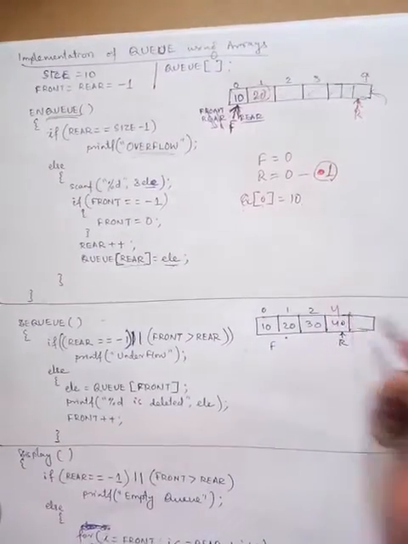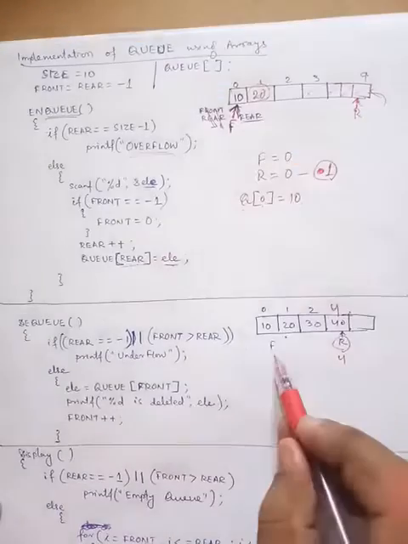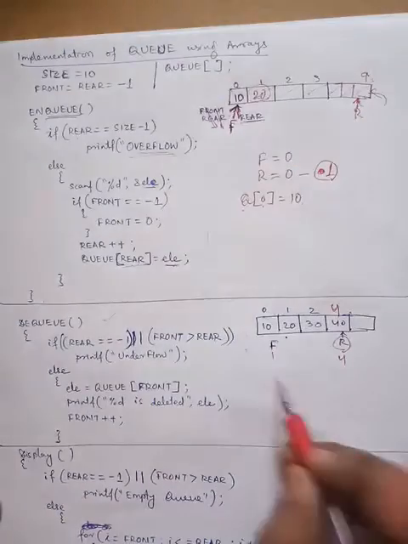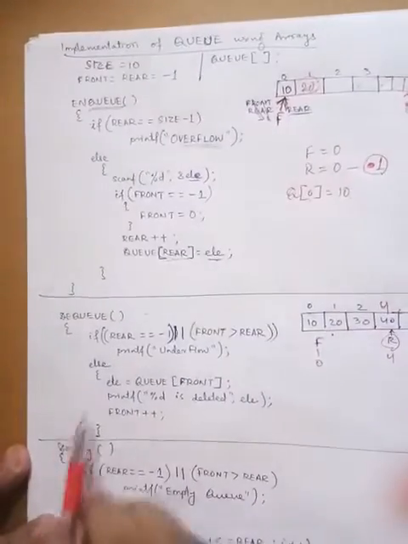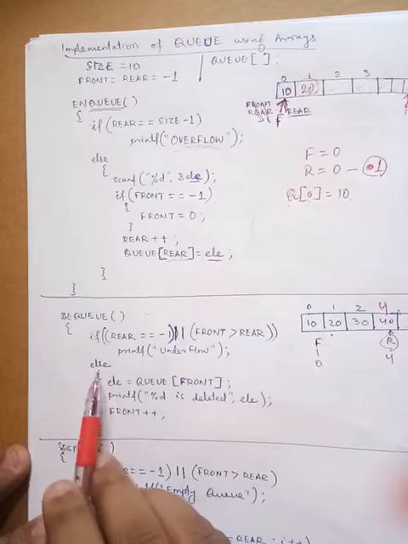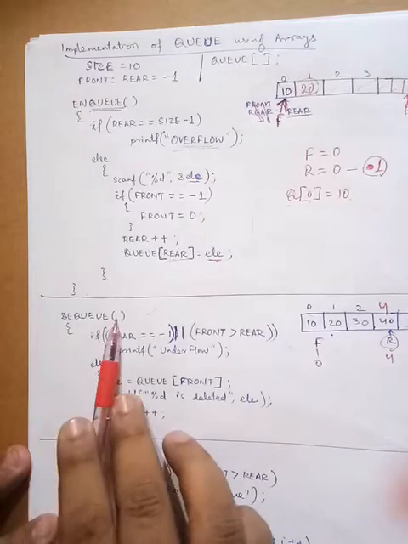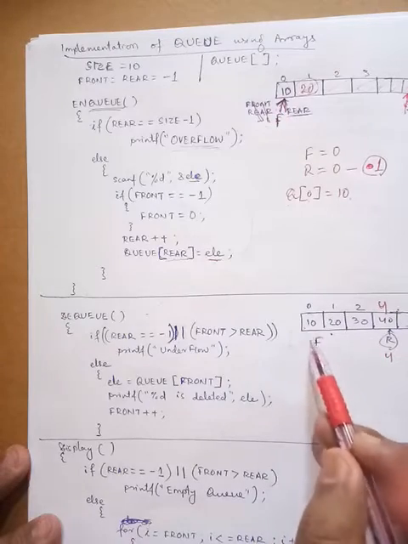Now suppose there are 4 elements here. Now R value is equal to 4, this location, and F value is equal to 0, this location. Now for the DQ operation, to delete an element, the deletion or the DQ operation will be done at the front end. This is the front end, F.